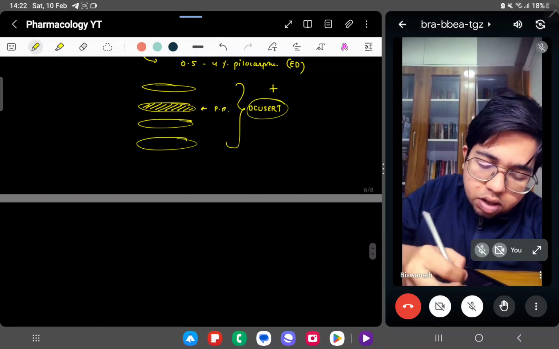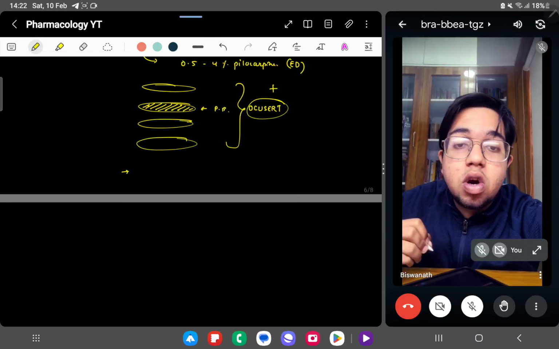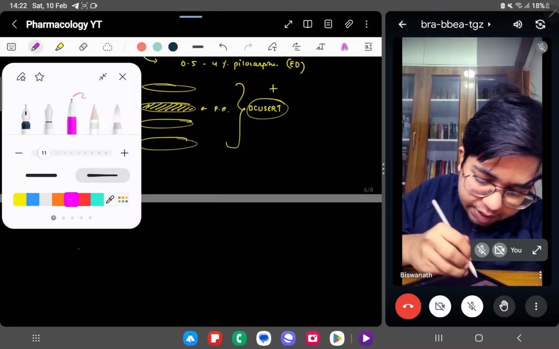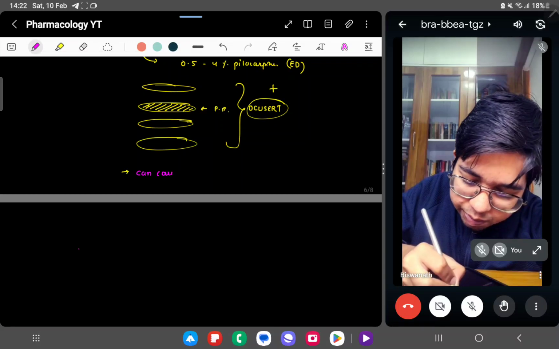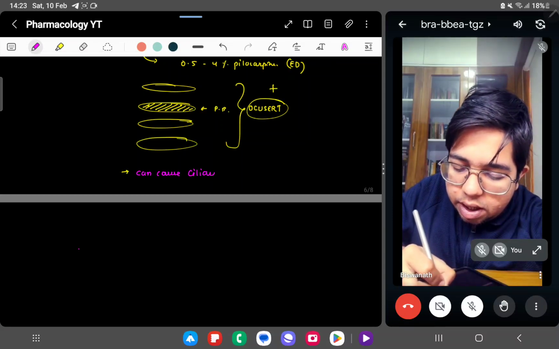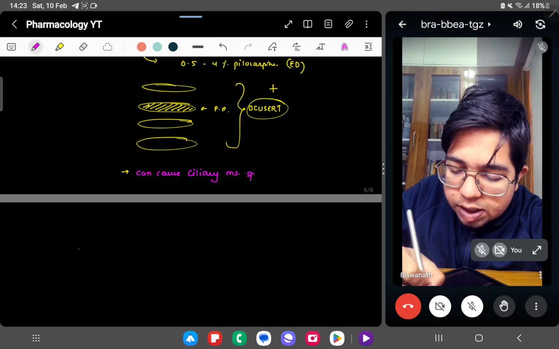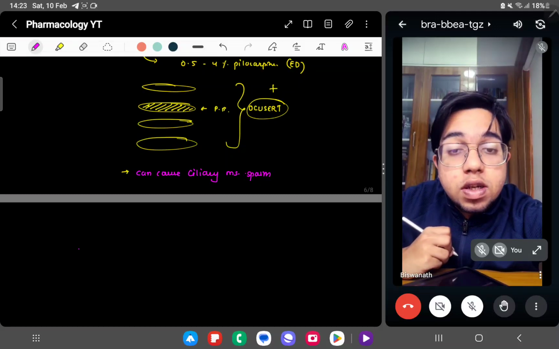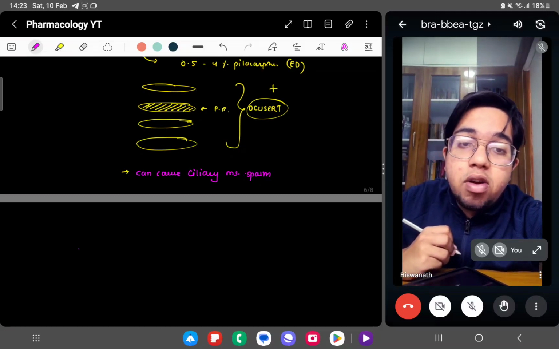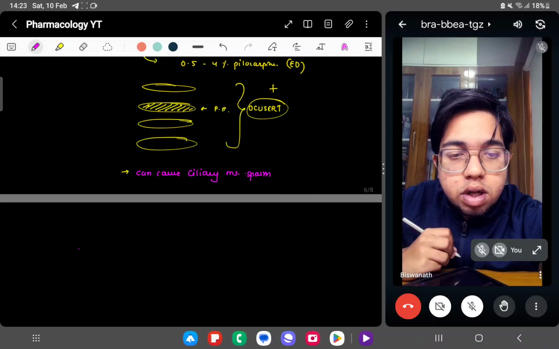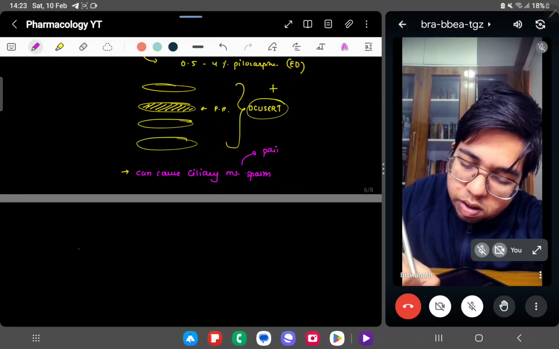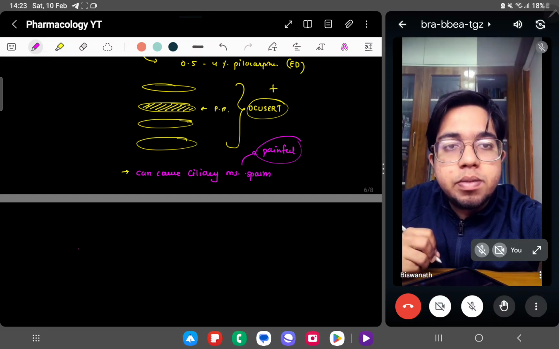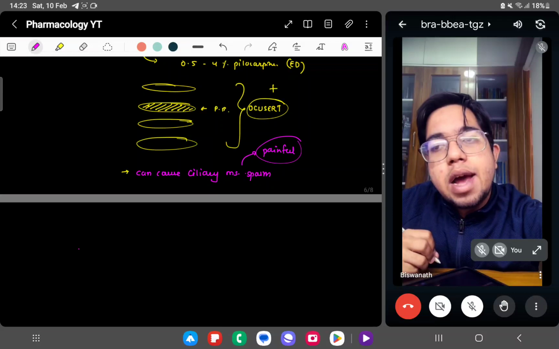Another thing to note is that pilocarpine eye drops can cause ciliary muscle spasm, and if they cause ciliary muscle spasm, it will cause pain. So pilocarpine eye drops are really, really painful. Understood.